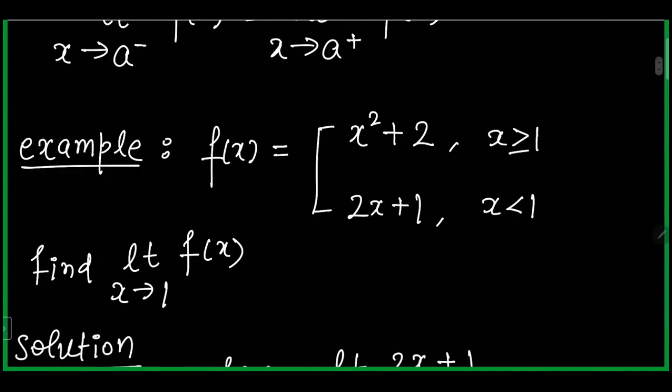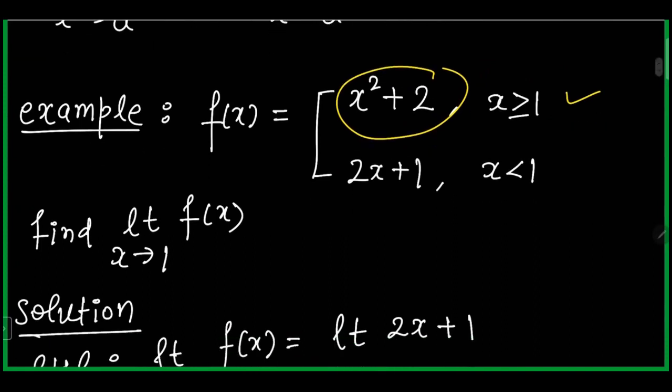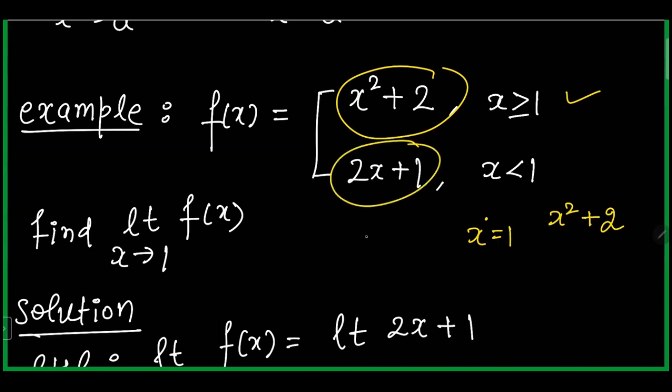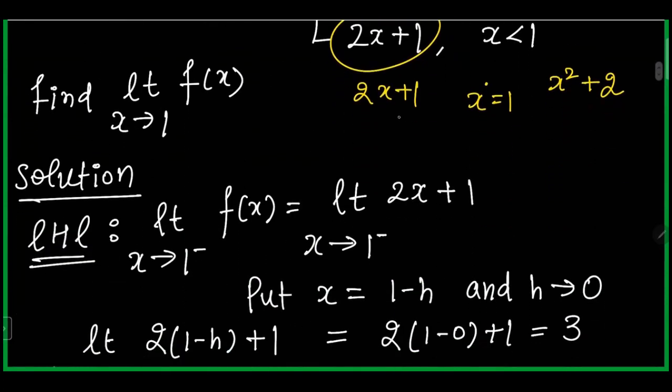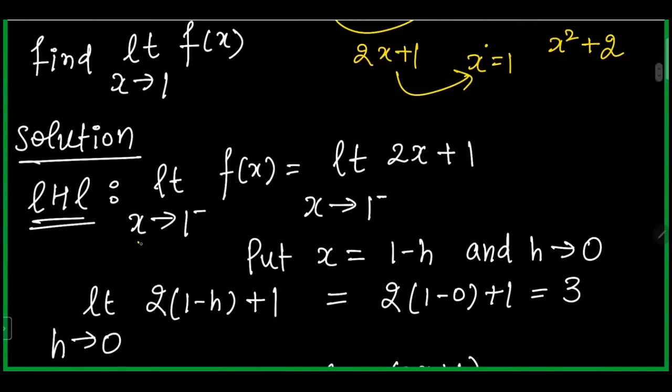So your example is f(x) is given as x square plus 2 when x is greater than or equal to 1. So this is your x equals 1. If you are greater than or equal to 1, then your value of function is x square plus 2. But if you are less than 1, then your value of function is 2x plus 1. So let's find the left hand limit. Left hand limit means we are approaching x from the left side. So x is approaching 1 from the negative side. It means x approaches 1 minus.